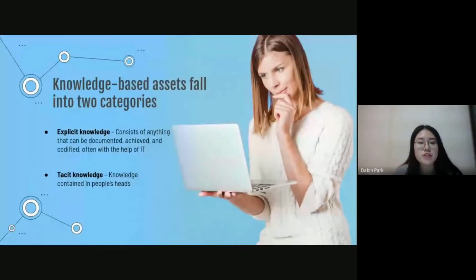Knowledge-based assets fall into two categories. There is explicit knowledge, which consists of anything that can be documented, archived, and codified, often with the help of IT. So with Business 2.0, people can be continuously connected. Examples of explicit knowledge are assets such as patents, trademarks, business plans, marketing research, and customer lists. And tacit knowledge refers to knowledge contained in people's heads. Next.